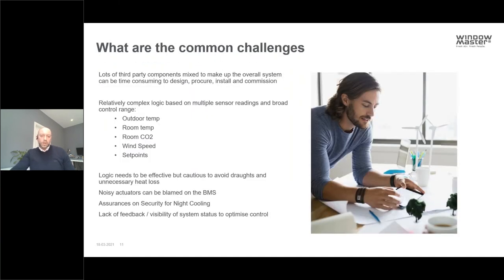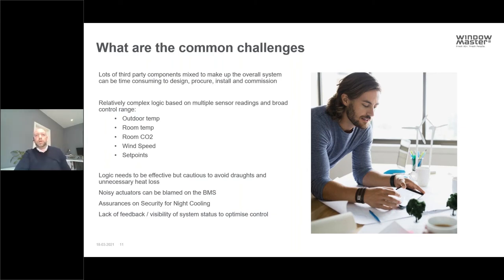And so what are the common challenges then that we see with window automation, intelligent natural ventilation? I think probably the biggest one is the mixed bag of third-party products that traditionally make up the overall system, and pulling all of those together can be time-consuming in terms of design, procurement, installation and commissioning. So that's one element of it, that there's lots of different devices that go together to make up the overall system.